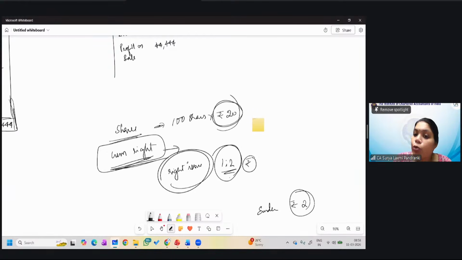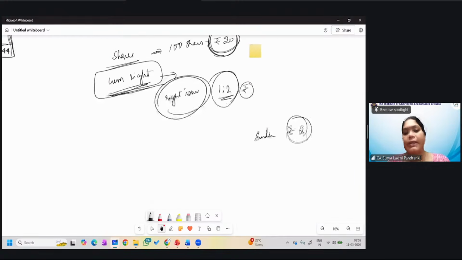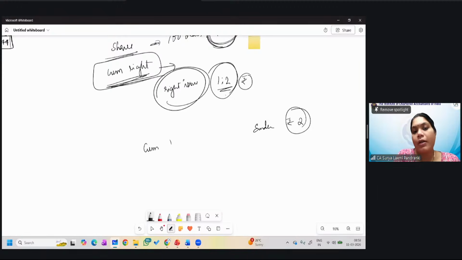So that right of 2 rupees also was included here in this 20 sale price that you have. That is why it is called cum right, which means it includes the price of the right also. The portion of right is included. If it is interest, it is cum interest, ex interest, like that. Cum interest means what? Now this is cum right.